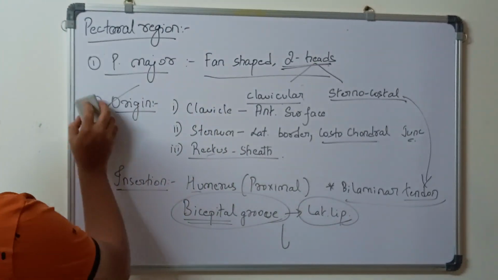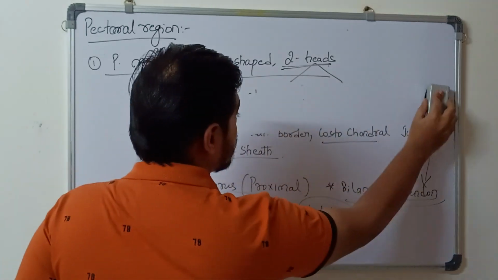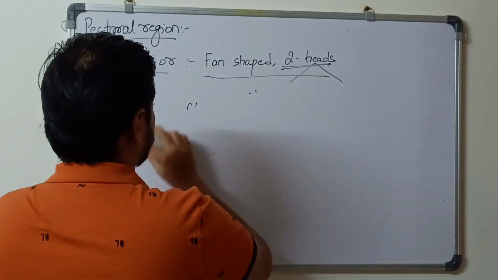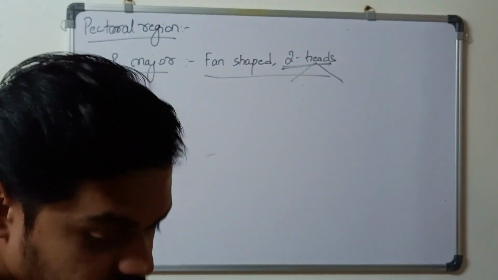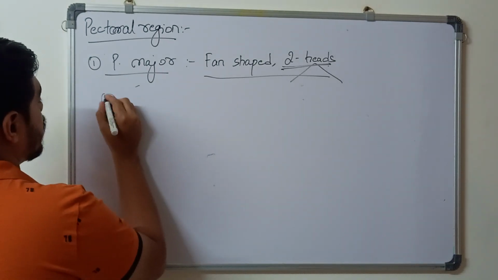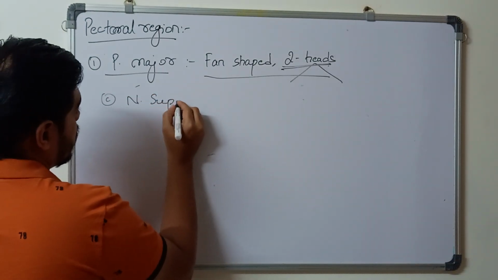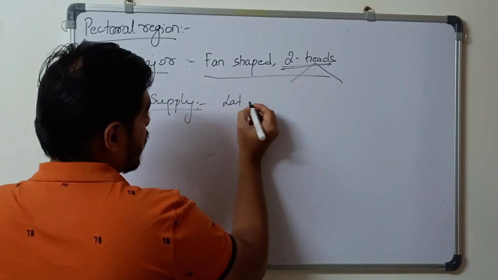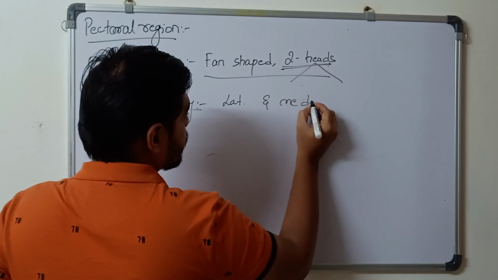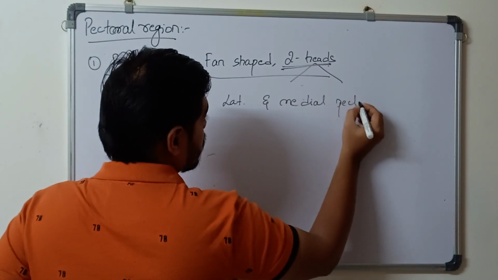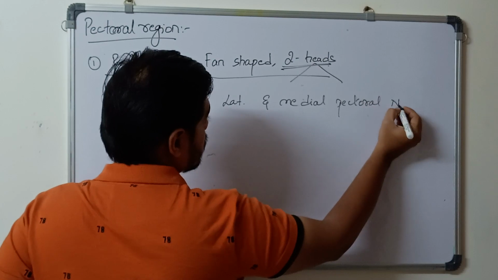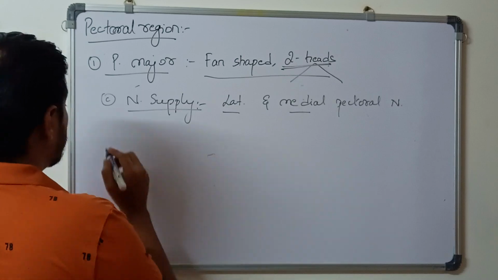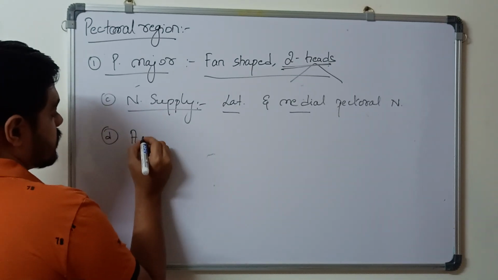Now, once we are done with the origin and insertion, let us see the nerve supply, action, and the clinical anatomy of pectoralis major. The nerve supply is pretty simple. Since this is a muscle of the pectoral region, it is supplied by the lateral and medial pectoral nerves. Two nerves, lateral and medial pectoral nerves.